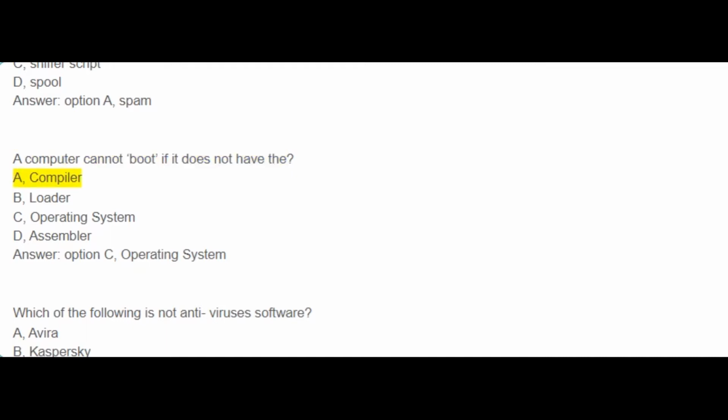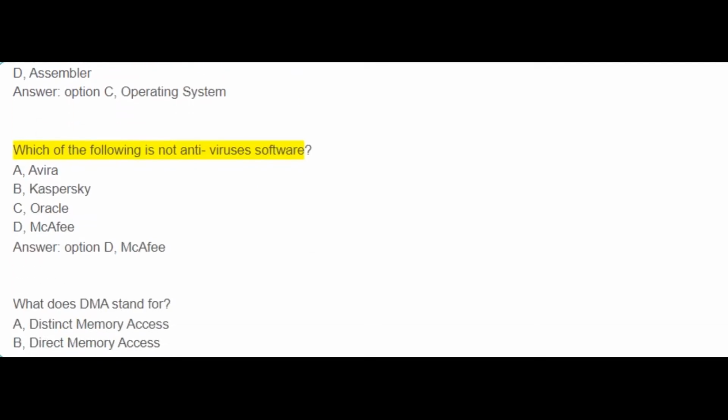A computer cannot boot if it does not have the A. Compiler. B. Loader. C. Operating system. D. Assembler. Answer. Option C. Operating system.